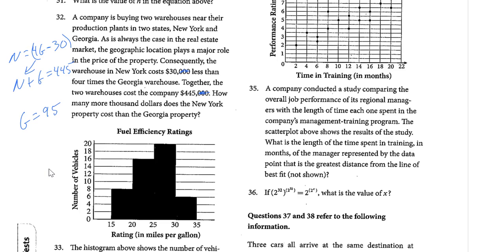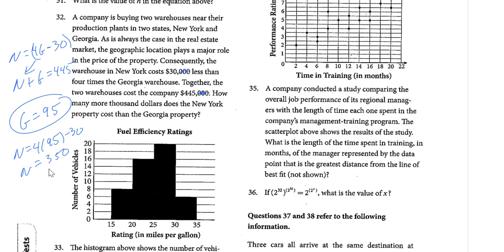So again, I'm just throwing stuff in a calculator at the side here. When we get to that point, we can go ahead and see here, how many more thousands of dollars does the New York company property cost than the Georgia? So if we think about the different costs here, New York is equal to 4 times this amount minus 30. So it'd be 4 times 95 minus 30.